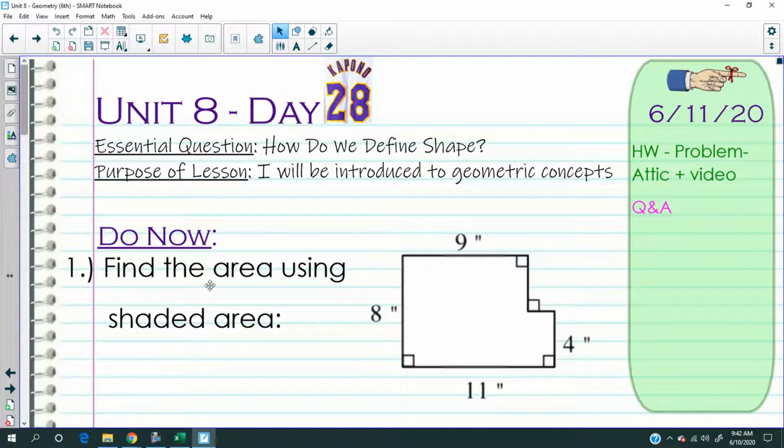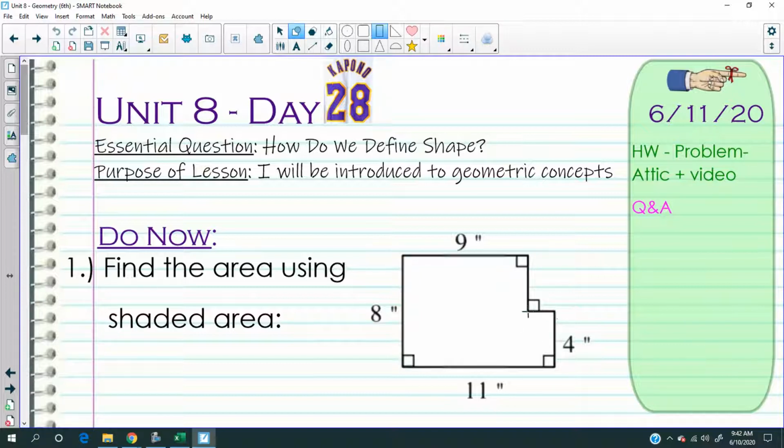All right, here's the do now. Okay, read the directions. Finding the area using the shaded area. So go ahead, do that. Press pause, and then when you come back, we'll go over it. All right, and we're back. Okay, so let's try this. So I'm going to use the shaded area.